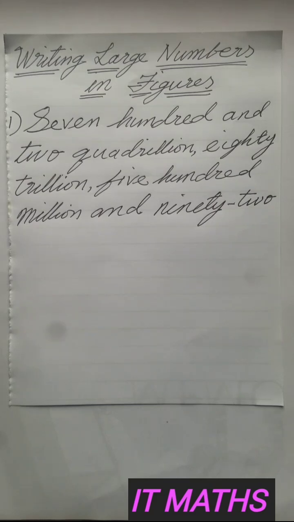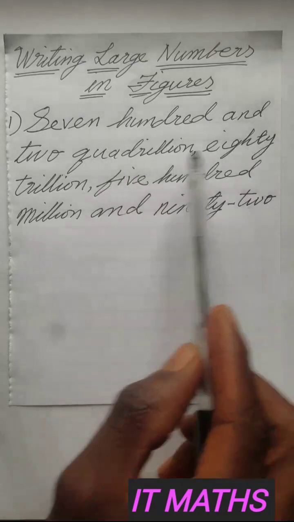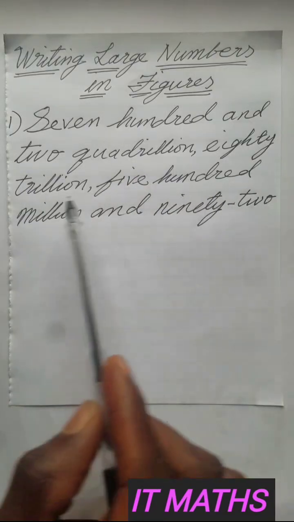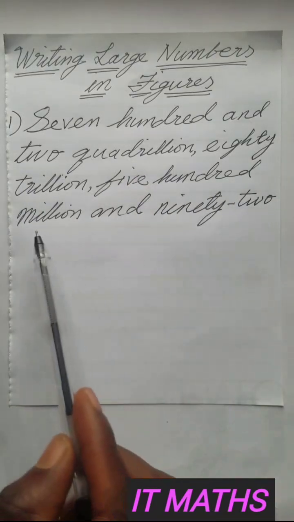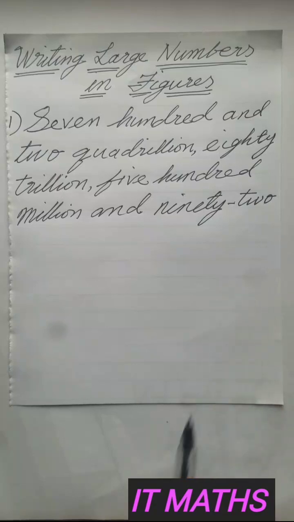Please watch that video, because in that video we showed how you can read numbers when they are written for you in figures. Today we'll be learning how to translate words into figures, the opposite of that video. So back to this example: 702 quadrillion, 80 trillion, 500 million and 92.